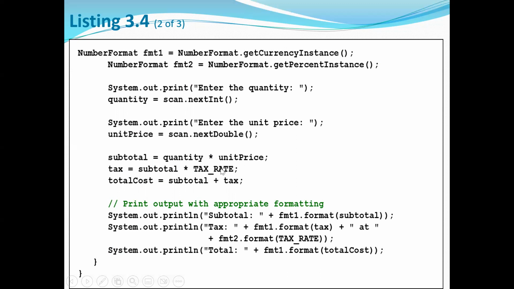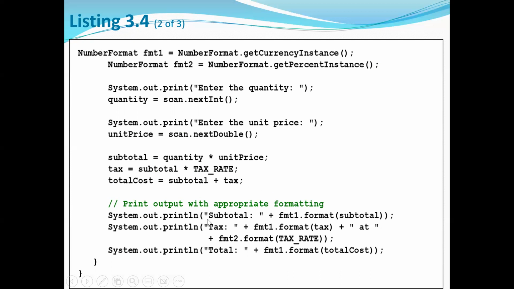Now we know the tax rate, which is 0.06. So we multiply the subtotal times the tax rate, and that gives us the tax amount. If we know the tax amount, then we can find the total cost. Total cost is equal to the subtotal plus the tax.